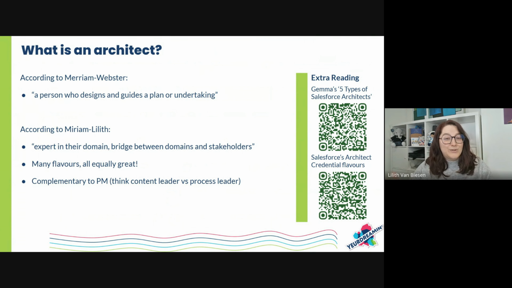So according to Lilith and Miriam, an architect is an expert in their domain, a bridge between domains and stakeholders. And very importantly, they come in many flavors. All are equally great. If you want to know more about that, that's why we include some extra reading about Gemma's 5 types of Salesforce architects, as well as the Salesforce architect credentials, where you can see a lot of different flavors as well. But that's not the only thing that architects are, right, Miriam?